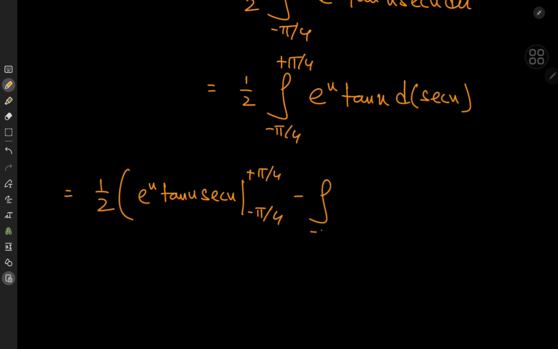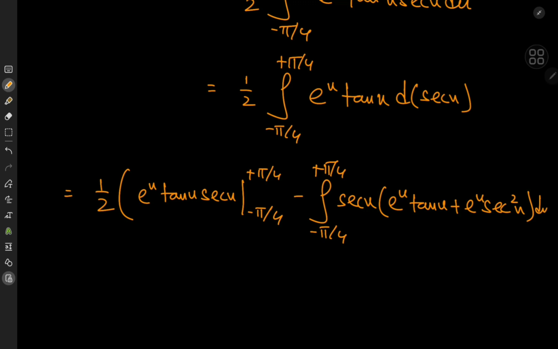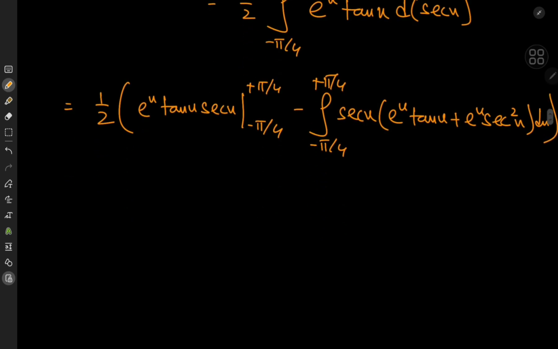And we have this negative sign, integral from negative to positive pi by 4, we have this integrated function secant u times the derivative of the other function, which is e to the u times tangent u. So applying the product rule, I have e to the u times tangent u plus e to the u times secant squared u, integration with respect to u, of course.